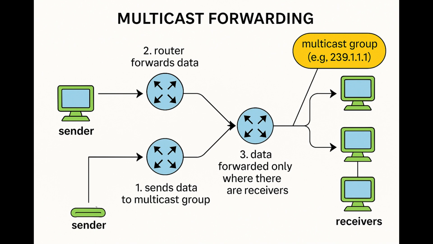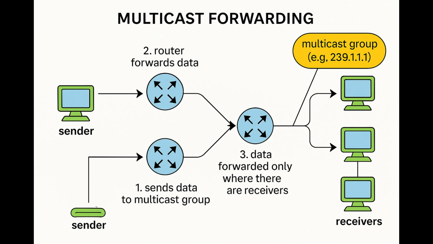If no devices join the multicast group, the data is not forwarded there. This is step 3. Data is forwarded only where there are receivers. On the right side of the diagram, we see multiple receivers. These receivers have joined the multicast group 239.1.1.1. Because they joined the group, they receive the same data stream at the same time. This makes multicast forwarding very efficient.